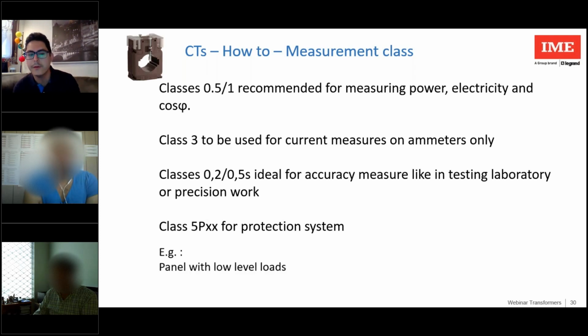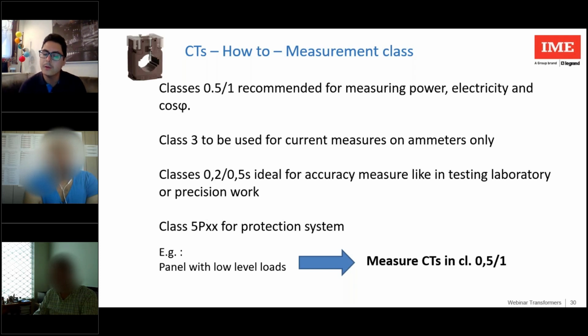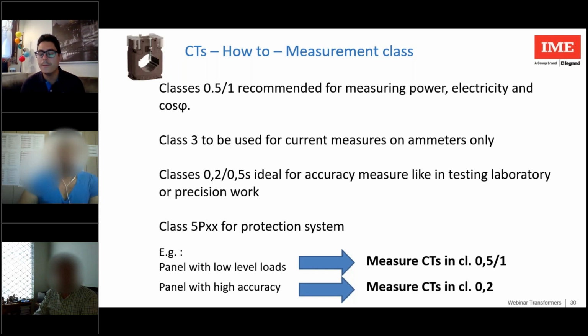Here is an example. If I have a panel with a low level load, I can select CTs in class 0.5 or 1. If I have a panel where I need a high accuracy, I'm going to select a current transformer in class 0.2, 0.2s, and so on.